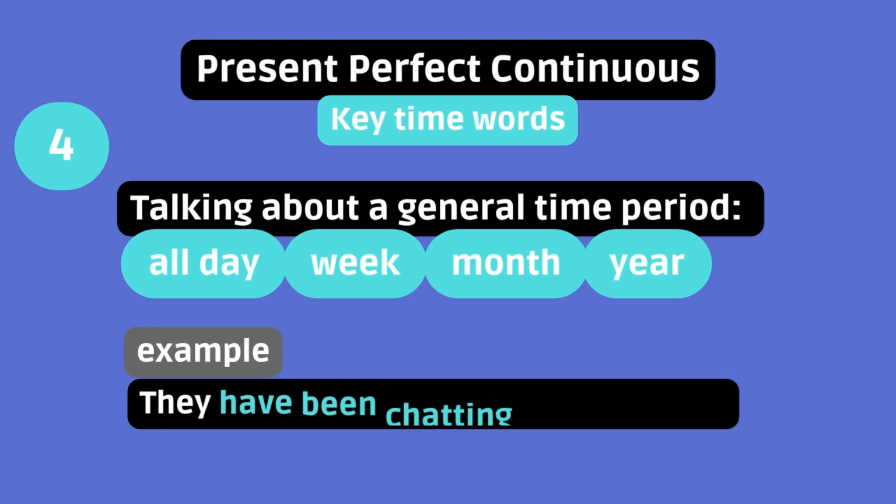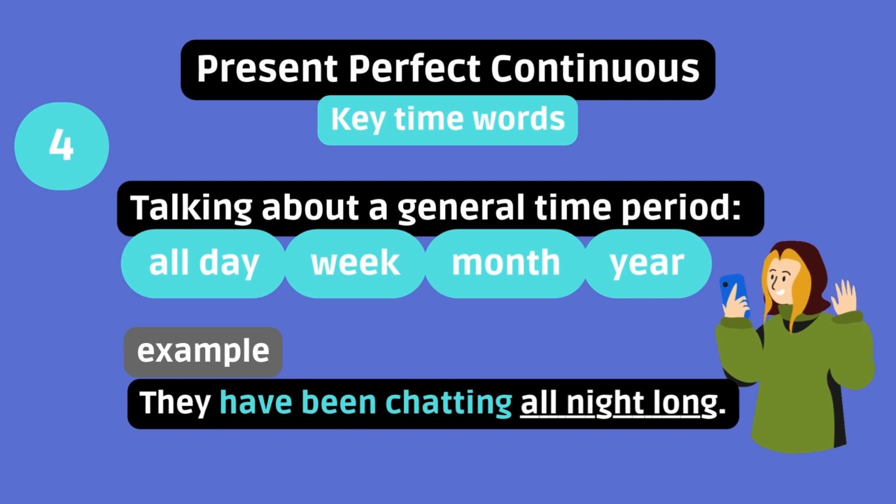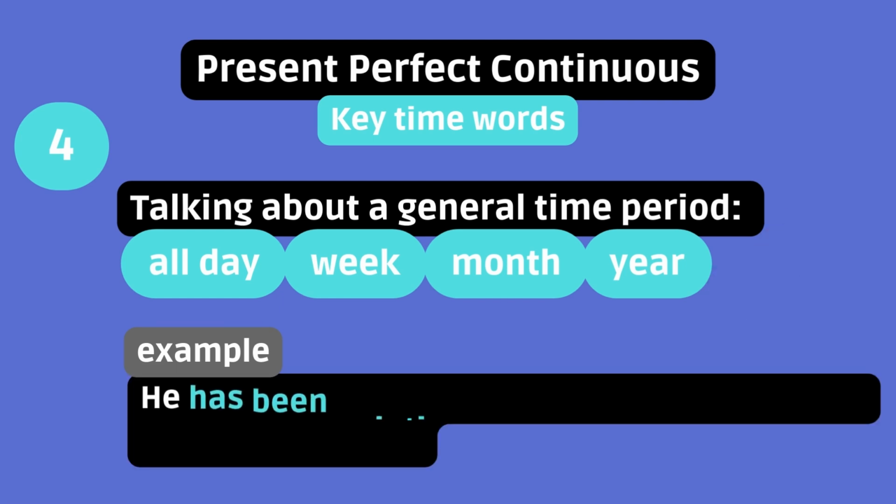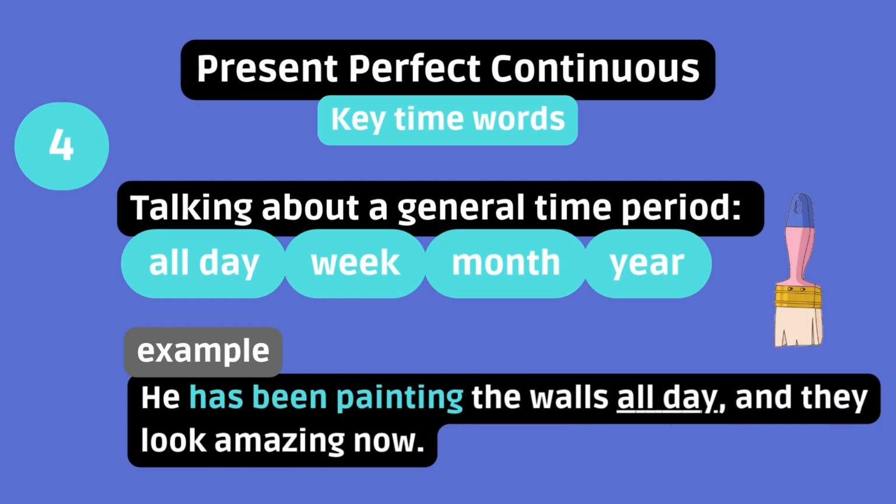Example: they have been chatting all night long. Chatting is ongoing or has recently ended, and started in the past, in the evening or nighttime, and lasted all night up to now. He has been painting the walls all day, and they look amazing now. Painting is over now, but the action ended not long ago, and we know the period of the action took place during the whole day. It's the effect that is still relevant to the present.